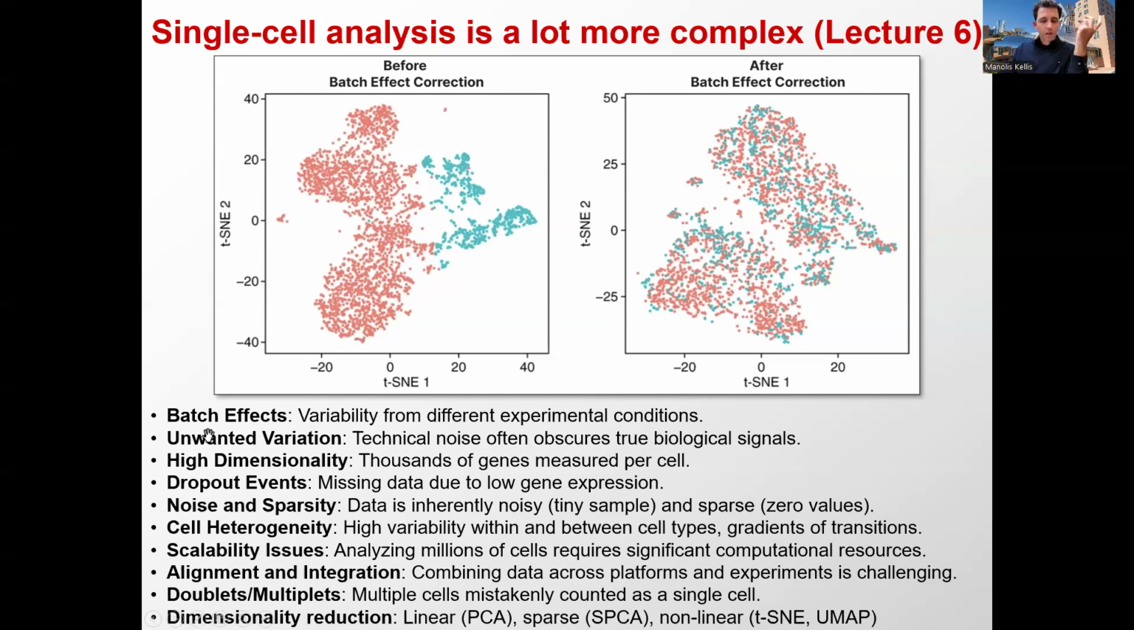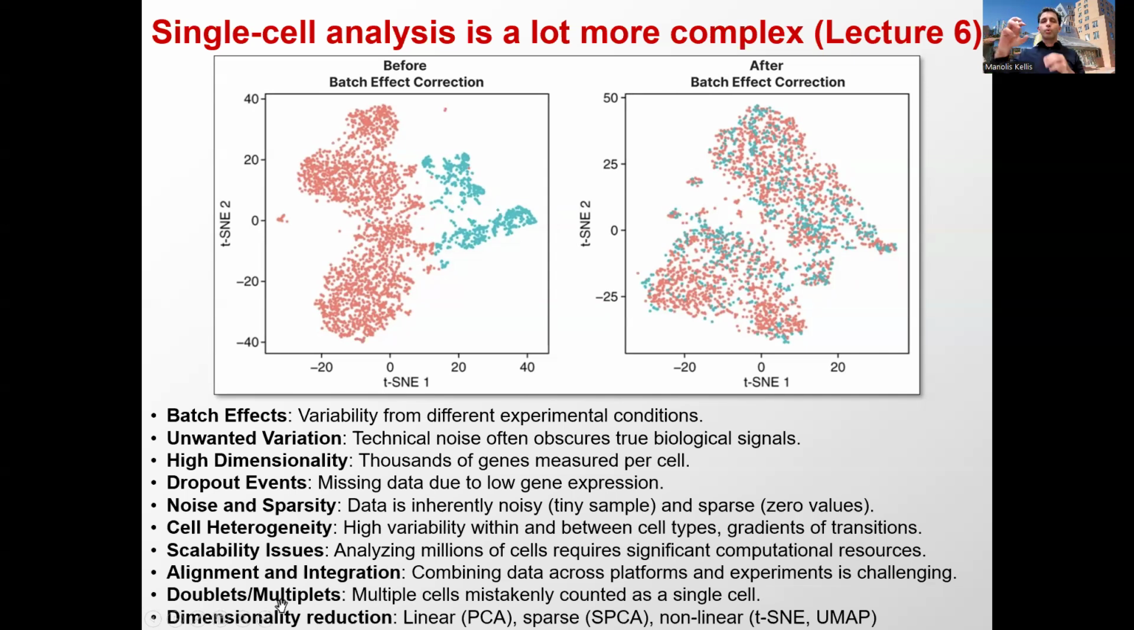So that's the first thing. You got to remove unwanted variation. You got to understand that there's thousands of genes measured by cell. There's dropout events. There's a lot of noise and sparsity because the samples are tiny. You're measuring one cell at a time. There's heterogeneity. There's all kinds of scalability issues. You got to work with alignment and integration across platforms and different experimental designs.